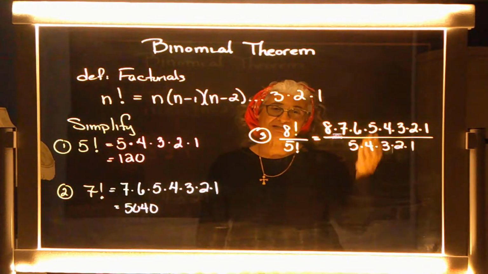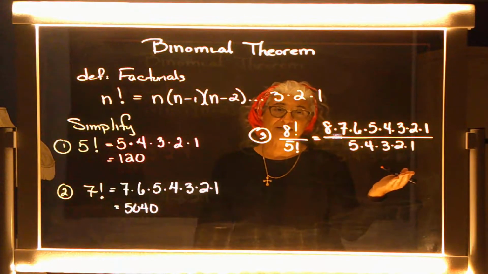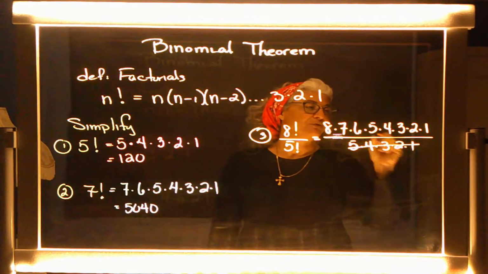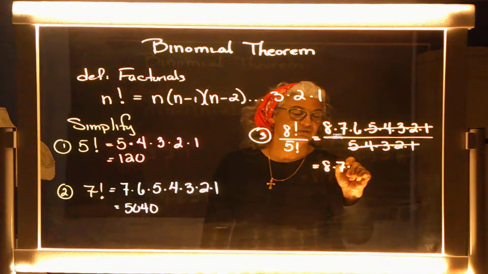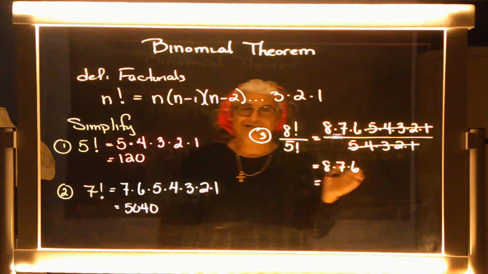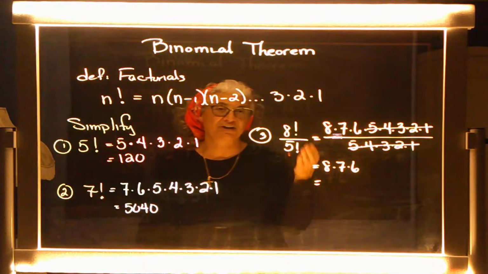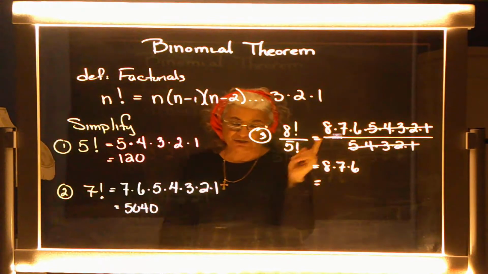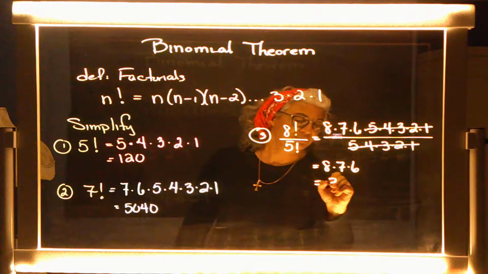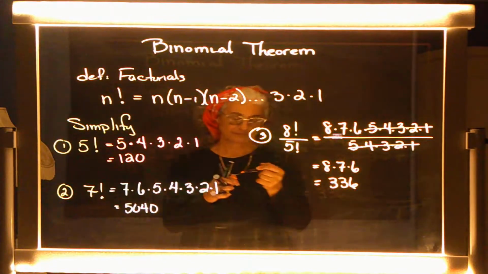Notice something, this is a division problem. Do you notice you can cancel? Yeah, 5, 4, 3, 2, 1, see ya. Which means all you have left to do is actually multiply 8 times 7 times 6 in order to figure out what 8 factorial divided by 5 factorial is. And you get? Good, 336.